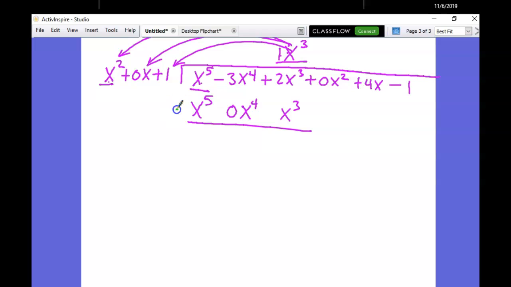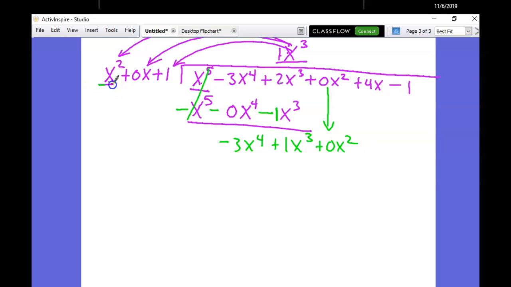So first of all, if we subtract, it goes minus, minus, and minus. These two go away. This one is negative 3x to the fourth. This one, this is a 1 here, right? So 2 take away 1 is 1x cubed. Then you bring down the next term. And now we repeat. Okay? So, walk you through it a little bit.